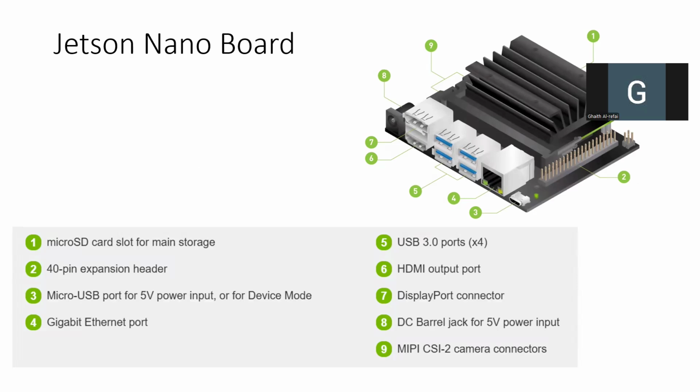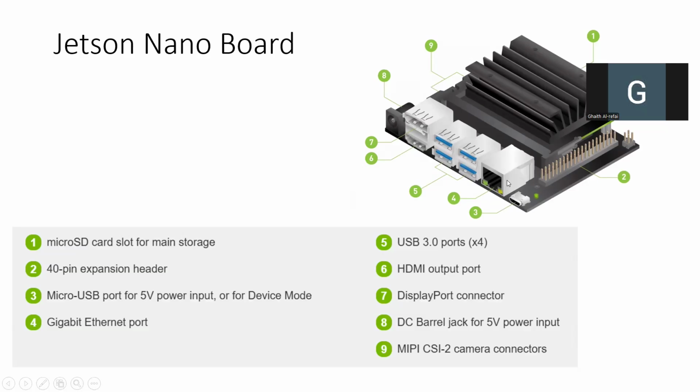هلا البورتس الموجودة عندنا على الجيتسون نانو موضحة بالأرقام من 1 ل 9. في عندنا بورت رقم 8 هو البورت أو البارل جاك اللي من خلاله بنعمل باور سبلاي للبورد. في عندنا ports 7 and 6 are HDMI to connect to a monitor, and 6 is a display to connect to LCD. في عندنا 4 USB ports بالعادة بنستخدمهم for mouse, keyboard, USB camera.